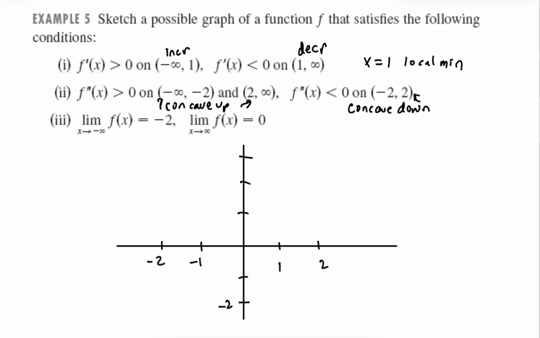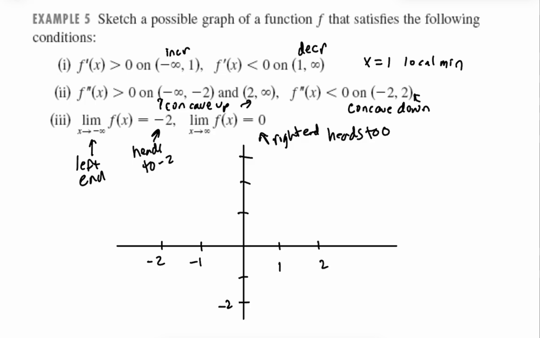Okay. Now let's take a look at bullet number 3. It says that the limit as x approaches -infinity, so this is saying that the left end heads to -2 and that the right end heads to 0. Okay. So the left end is heading to -2.